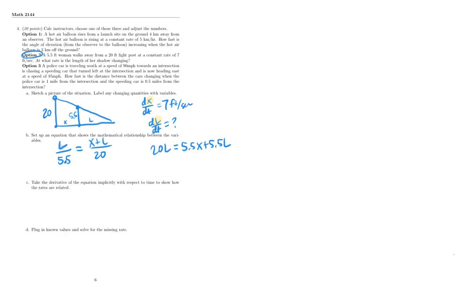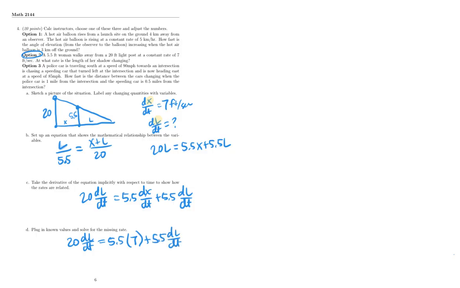Then I want to take the derivative implicitly with respect to time to show how the rates are related. So that would be 20 dL/dt equals 5.5 dx/dt plus 5.5 dL/dt. And so I can plug in the known values, which I know dx/dt, and I can solve for dL/dt. So I'll get 20 dL/dt equals 5.5 times dx/dt, which is 7, plus 5.5 dL/dt.